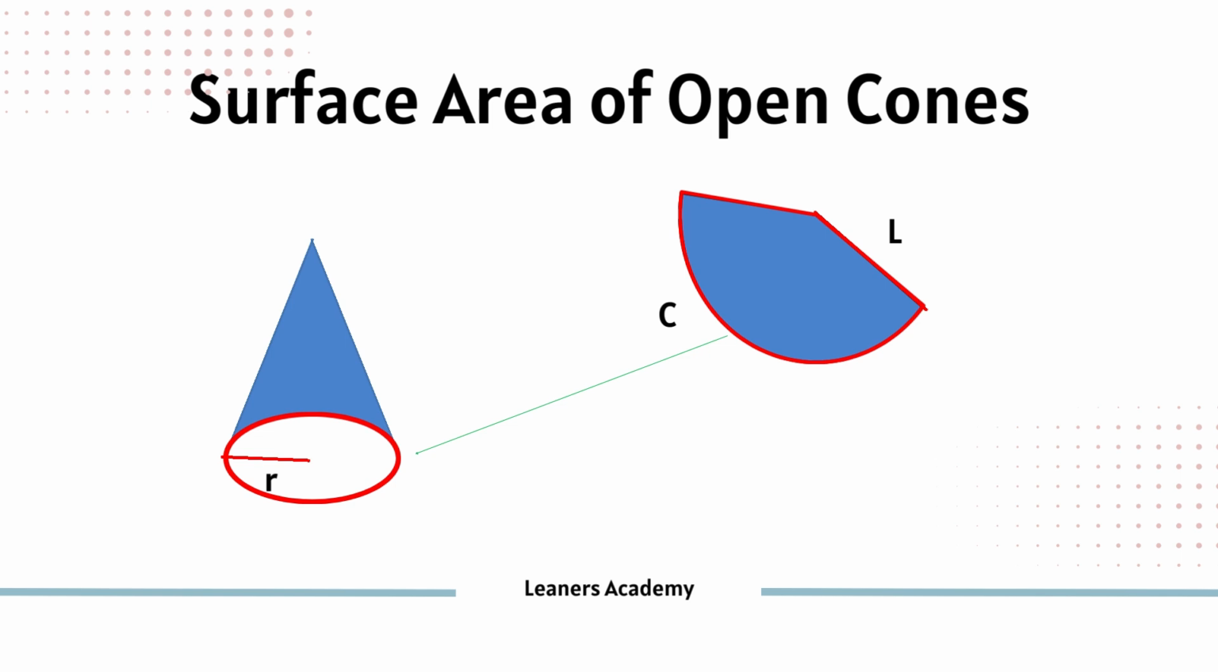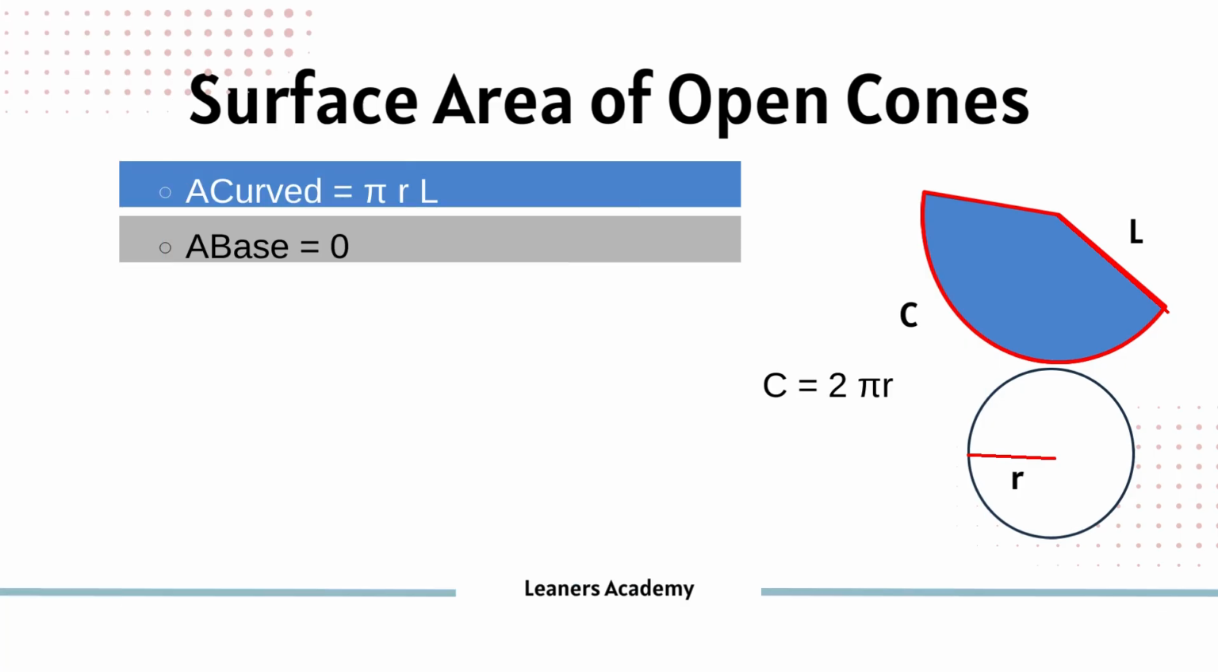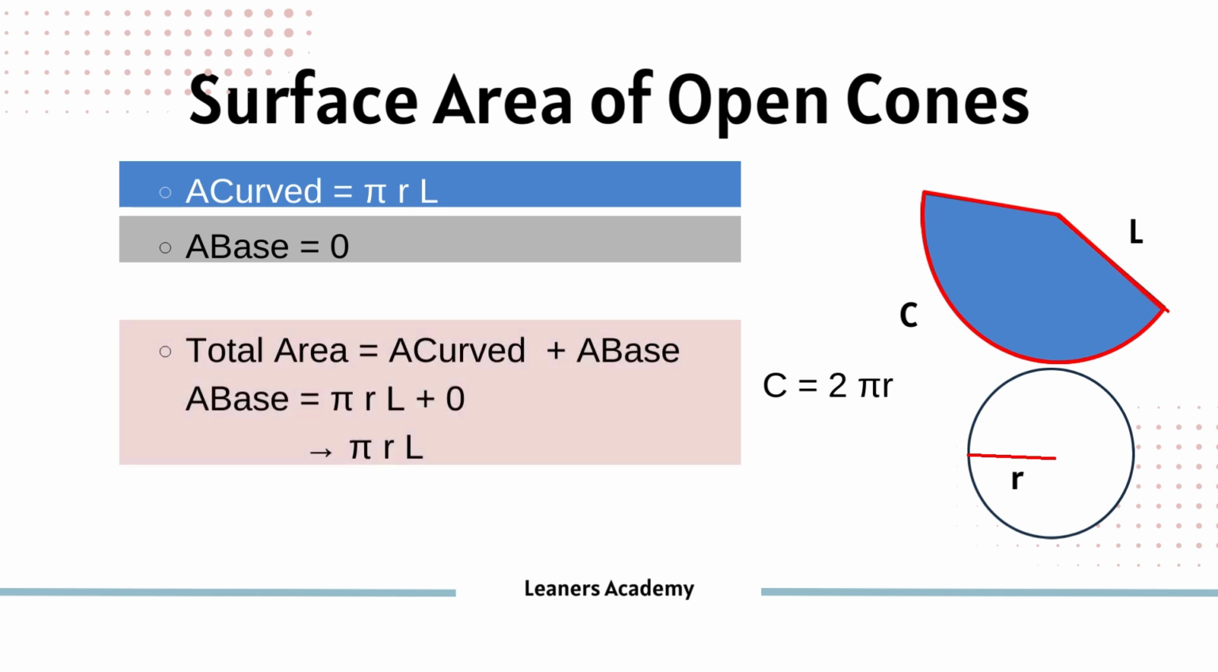There are some cones that are not solid at the base. Instead, the base surface is missing and only the curved surface is present. An example of such cones is roadside traffic cones. Such cones are called open cones. To find the surface area of open cones, we take the surface area of the curved surface only. Therefore, the total area of open cones comes out to be πrL.